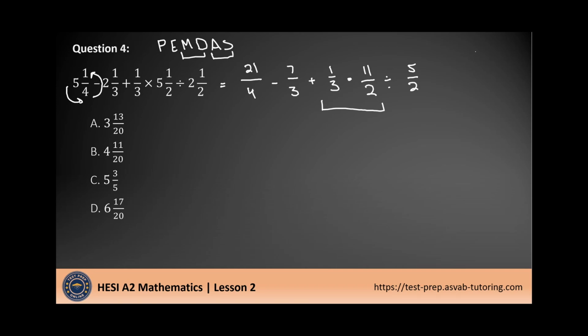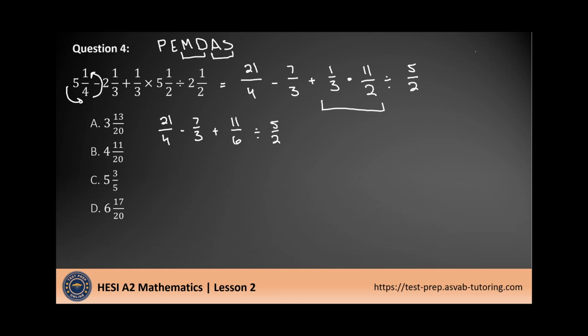So I have 21/4 minus 7 over 3. And then we're going to simplify that 1/3 times 11 over 2. 1 times 11 is 11. 3 times 2 is 6. Divided by 5 over 2.